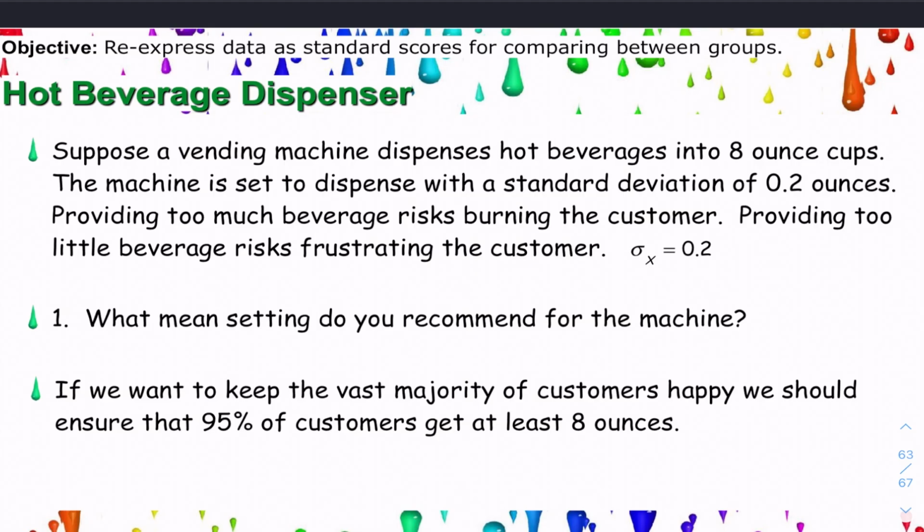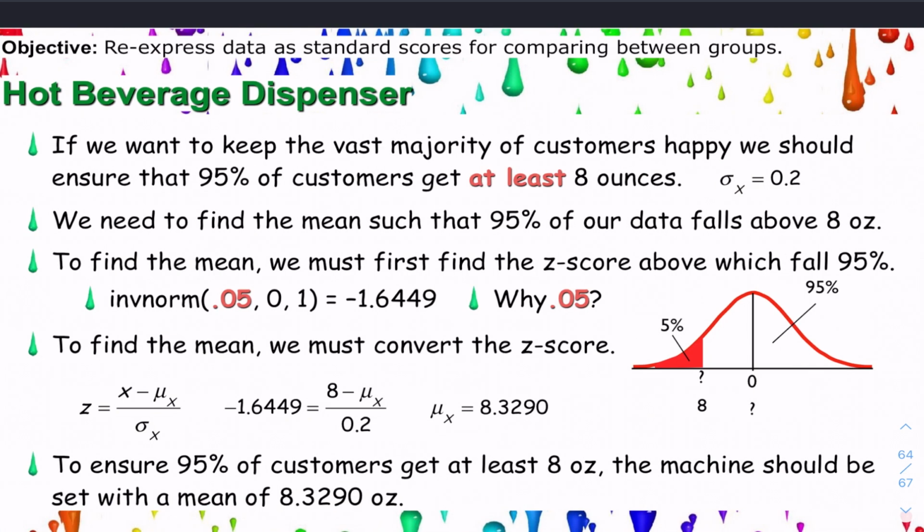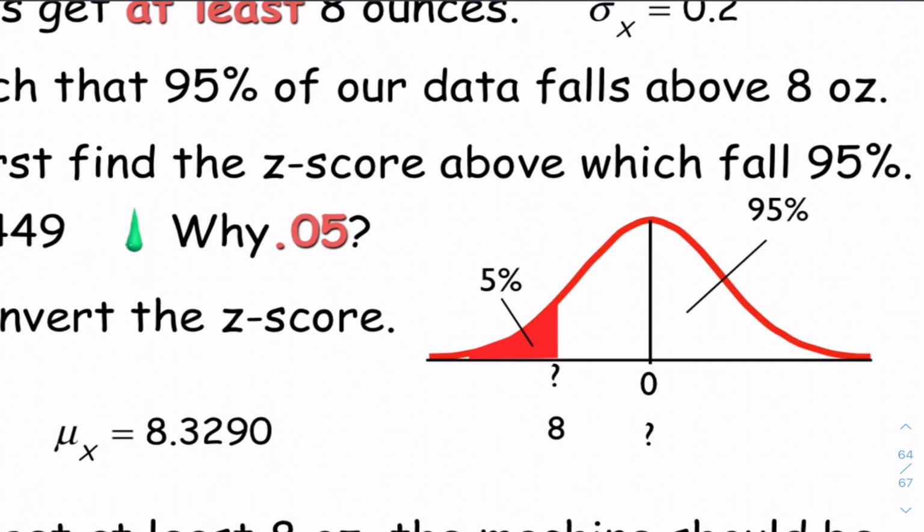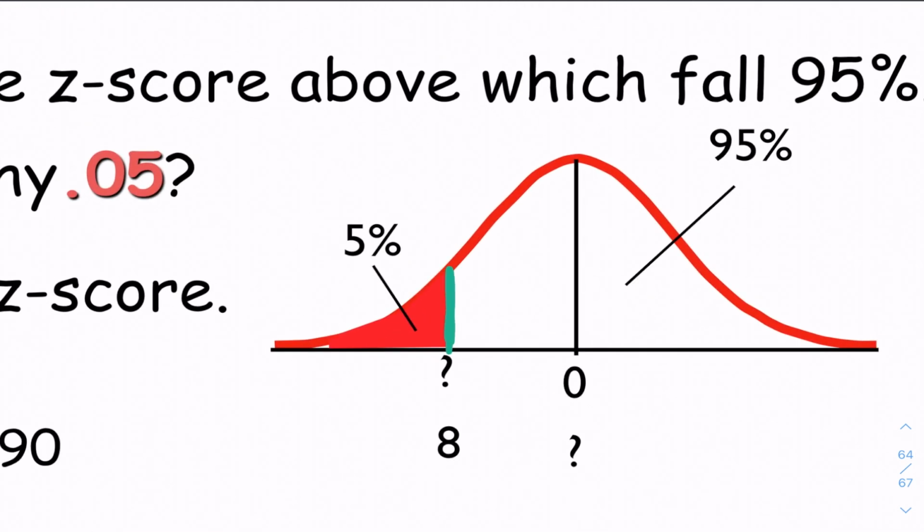If we want to keep the vast majority of customers happy, we should ensure that 95% of our customers get at least 8 ounces. So we want 95% of our customers getting at least 8 ounces. What does that look like? Well, that means that only 5% are not getting what they want, or are underneath.